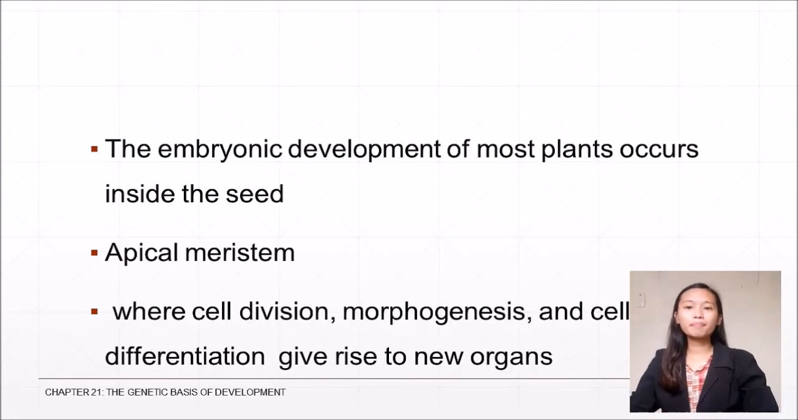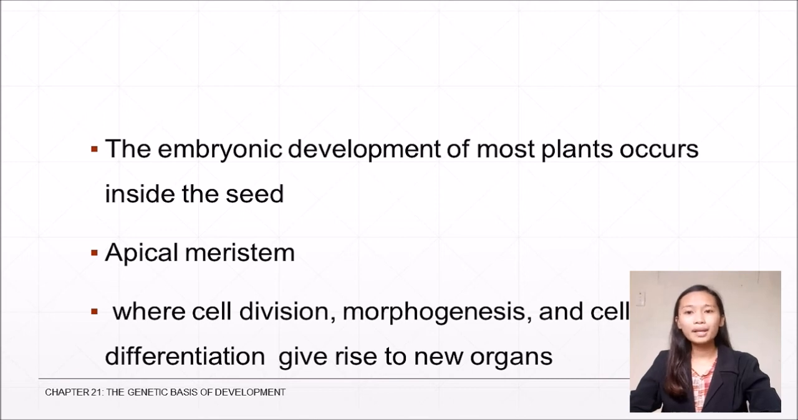Embryonic development of most plants occurs inside a seed and is thus inaccessible to study. A fully mature seed already contains the fully formed embryo, and thus there are other important aspects of plant development that can be observed throughout the plant's life, in its meristems, particularly in the apical meristem, where cell division, morphogenesis, and cell differentiation give rise to new organs such as the leaves and the flowers. And now we're going to discuss pattern formation in the floral meristem.